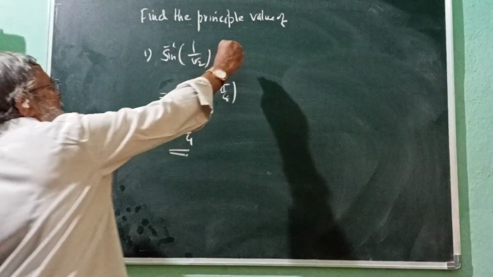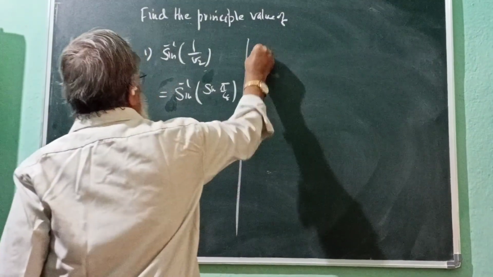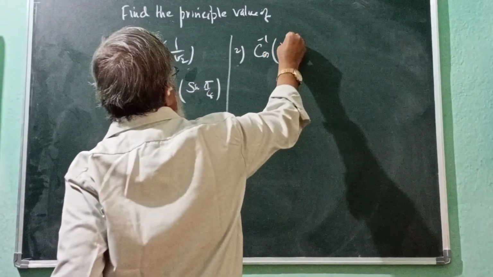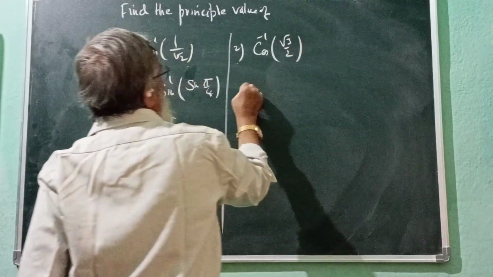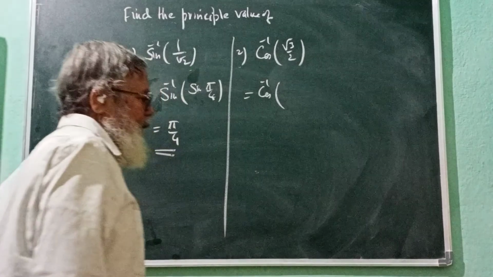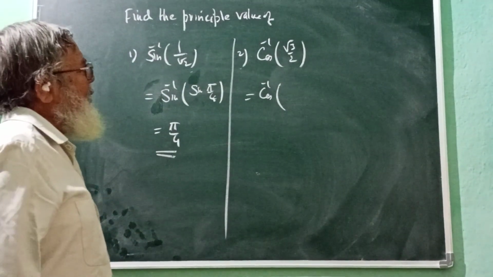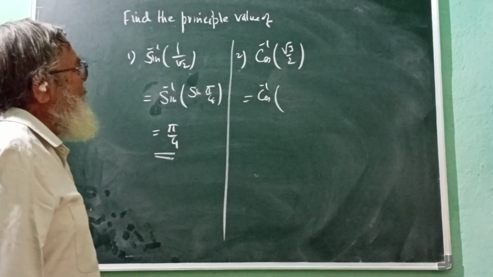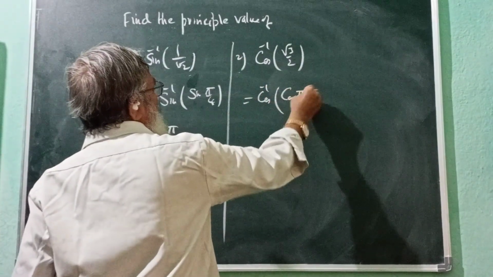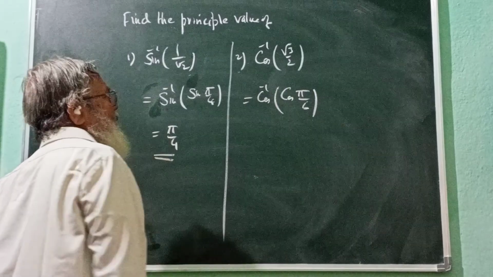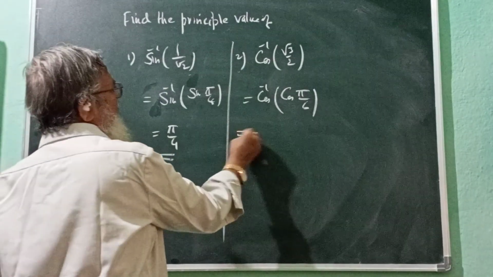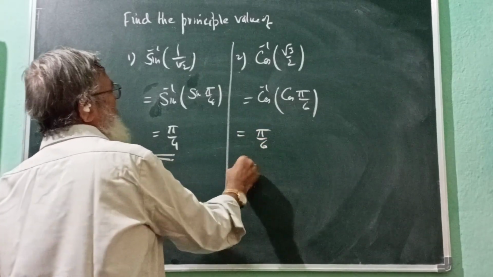Similarly, the second value we write down. Here it is cos inverse of root 3 by 2. Now we have to write the value of root 3 by 2 in terms of cos. We know cos 30 is equal to root 3 by 2. Therefore cos inverse of root 3 by 2 is cos inverse of cos pi by 6. Now cos and cos inverse cancel each other. Our answer is pi by 6.